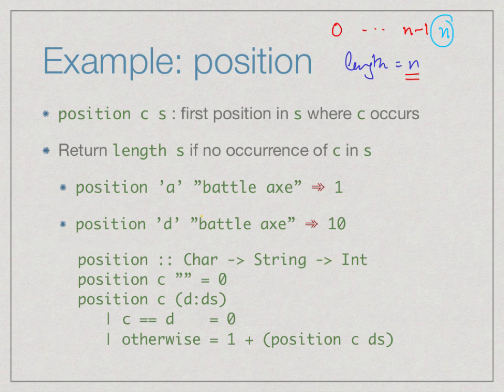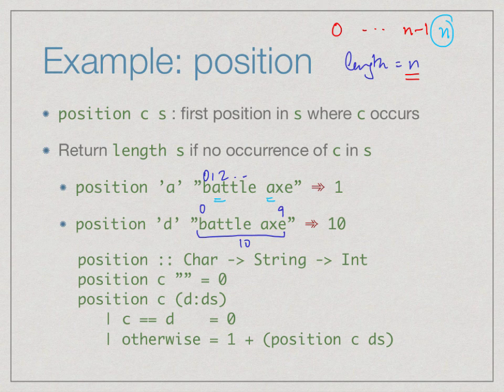So for example, if I take the string battle axe, then there are two occurrences of A, here and here, but because of our numbering scheme, this is 0, 1, 2, and so on. So the number that we should return is 1 because position 1 is the first occurrence. On the other hand, the letter D does not occur in battle axe. The length of this string is 10. The positions are numbered 0 to 9. So I return a value of 10 saying it was not found.